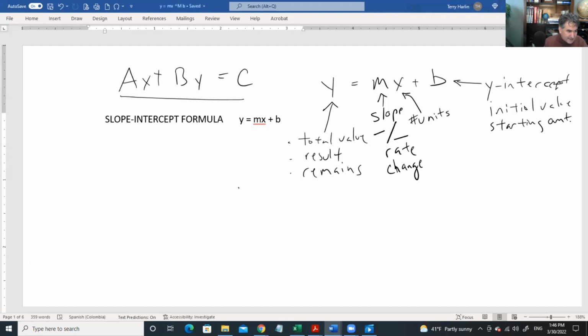Why? Because y is a variable. So y is my dependent variable, because it depends on all this other stuff. Because m and b are basically constant in this equation, the determining factor is going to be my independent variable, which is x.